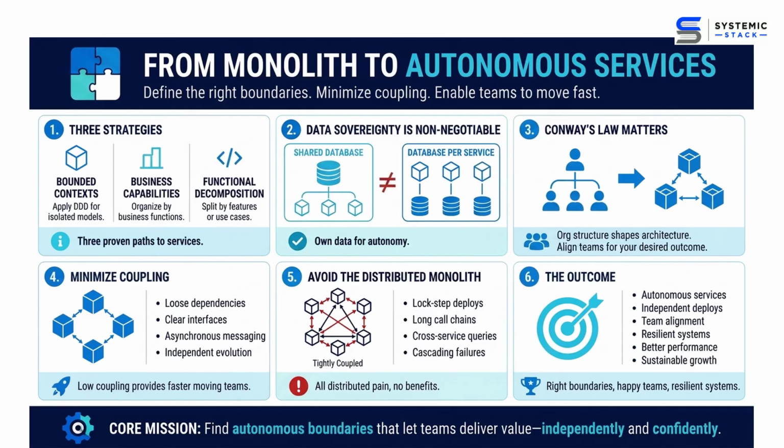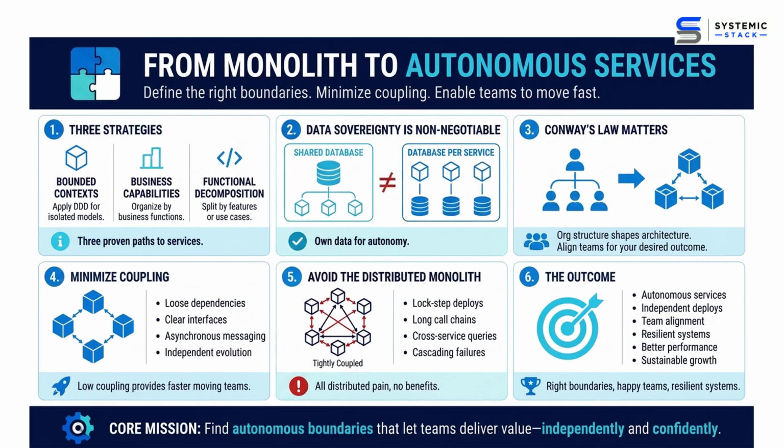We've just covered the heavy lifting of breaking down a monolith. The core mission here isn't just splitting up code. It's about finding those autonomous boundaries that actually let your teams move fast. We walked through three main strategies: using DDD's bounded contexts to keep your models clean, aligning with business capabilities like inventory or billing, and applying functional decomposition for specific features. The absolute non-negotiable we emphasized is data sovereignty. If you're still sharing a database, well, you're just building a distributed monolith.